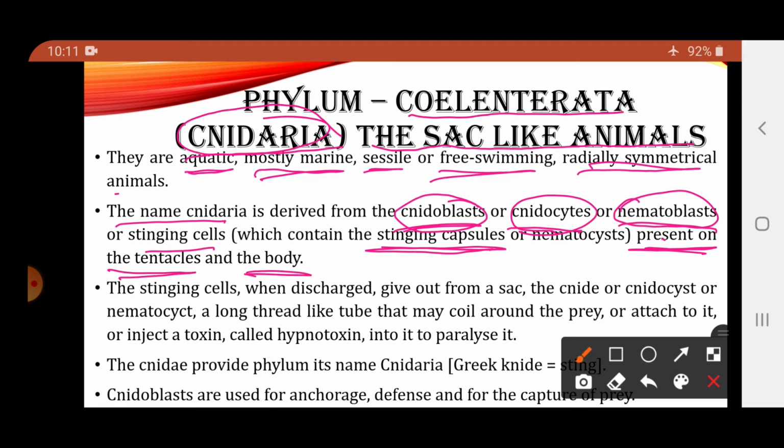So why are they given the name Cnidaria? Due to the presence of the cnidoblasts, and these cnidoblasts contain the stinging capsules. And where are these cnidoblasts present? On the tentacles as well as on the body. Now what is the function of these cnidoblasts or stinging cells? When the stinging cells discharge, that is, the capsule inside them is discharged, they give out from a sac. How is their body? Sac-like in appearance. So from the sac, when these stinging cells release their capsules, what is it called?